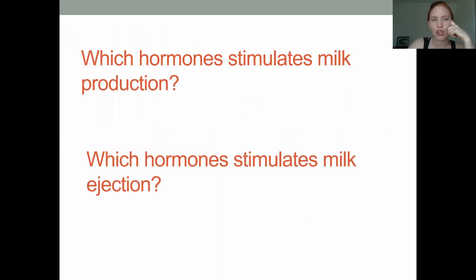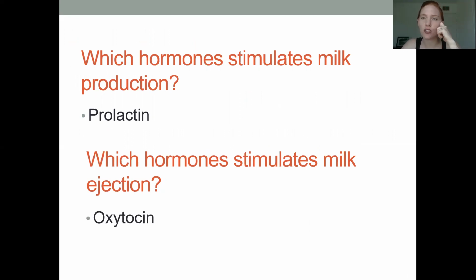So which hormone produces the milk in the first place? That would be prolactin, which comes from the anterior pituitary. And which hormone stimulates the milk ejection? That would be oxytocin, which is secreted from the posterior pituitary.